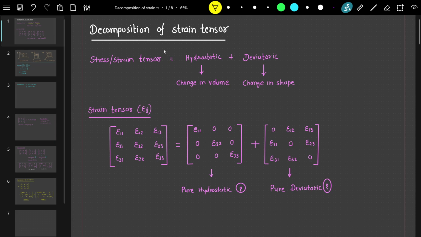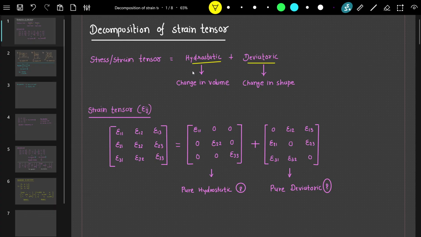In this lecture, we will talk about decomposition of strain tensor. It is very important to understand the decomposition of stress or strain tensor in order to understand the theories of failure. So stress tensor or strain tensor both can be decomposed into hydrostatic and deviatoric components.